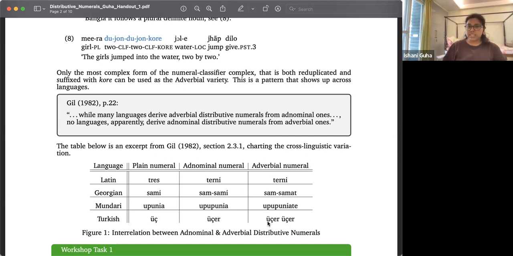That is the point: in a language there may be several morphological strategies of forming adnominal distributive numerals, and usually you take the most complex form and use that as your adverbial numeral. That is the usual majority cross-linguistic picture.